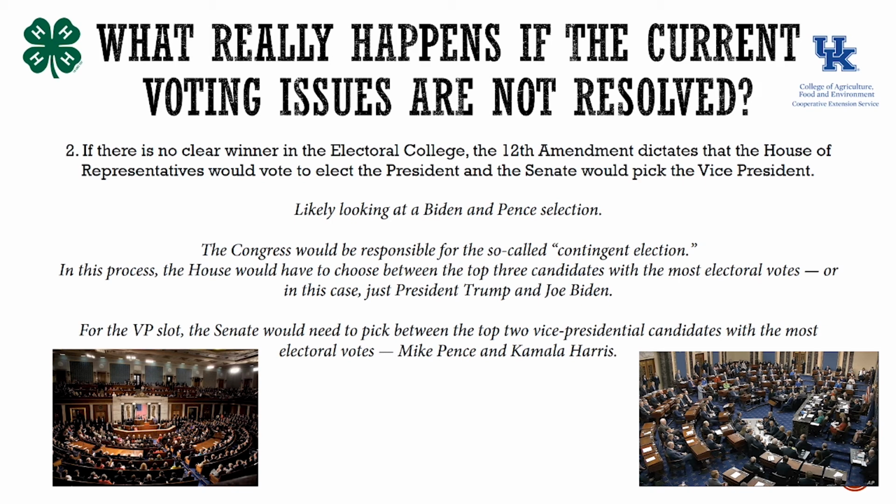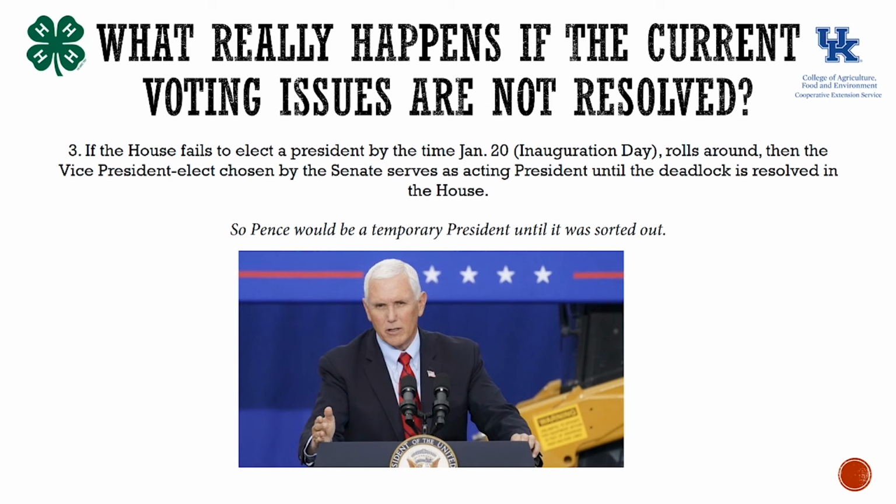So in this process, the House would have to choose between the top 3 candidates who have the most electoral votes, or in this case, President Trump and Joe Biden. For the VP slot, the Senate would need to pick between the 2 vice president candidates. And of course, you're looking at Mike Pence and Kamala Harris.